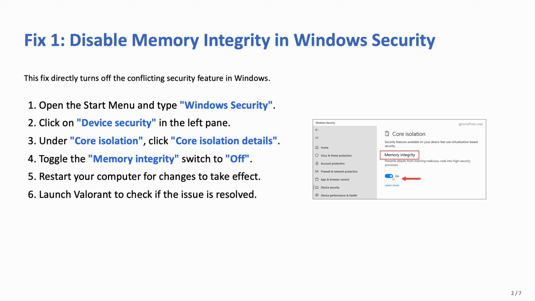For this, open the Start menu, type Windows Security, and click on Device Security in the left panel. After that, under Core isolation, click the option Core isolation settings, then toggle the Memory integrity switch to off. Then restart your computer for the change to take effect, and launch your Valorant to check if the issue is resolved or not.